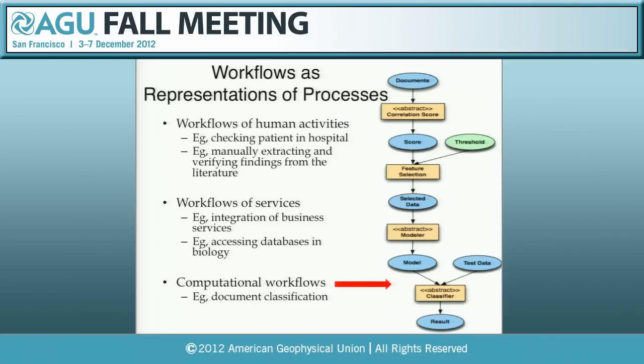The kind of workflow that we're interested in is a workflow that amalgamates computations. These computational workflows pull together a lot of different steps, a lot of different pieces of software that are needed to perform some pretty complex end-to-end computation. I have an example here of document classification, where you might start with a correlation score on the documents, then a feature selection, then create a model of that data, and then run it through a classifier on test data. If these are the steps that you follow to do certain computations, that's a sketch of the workflow that you would follow.